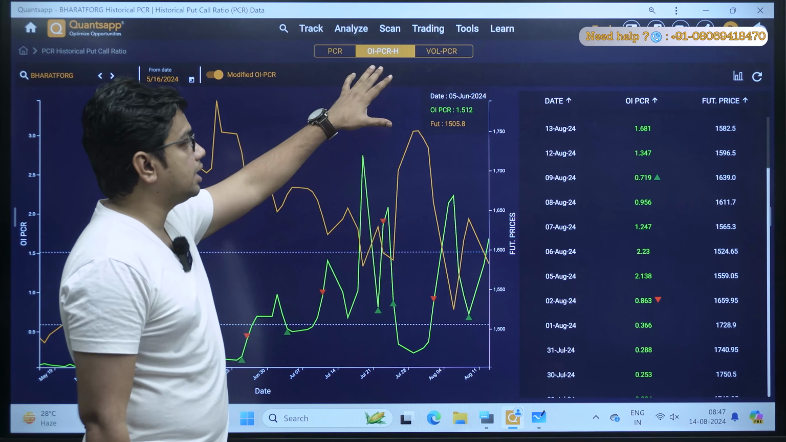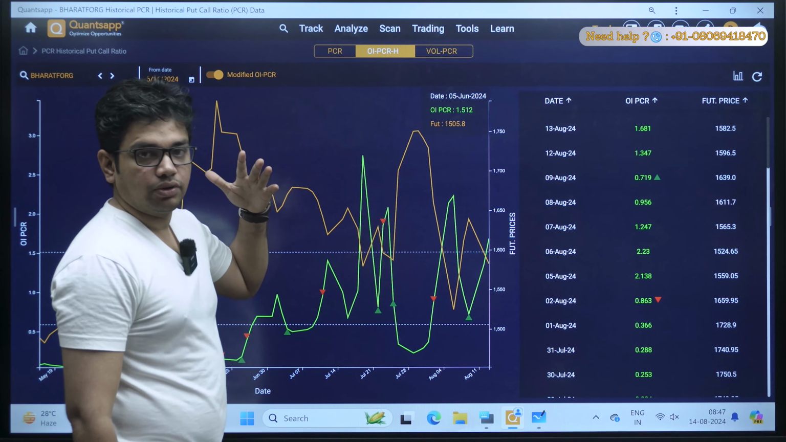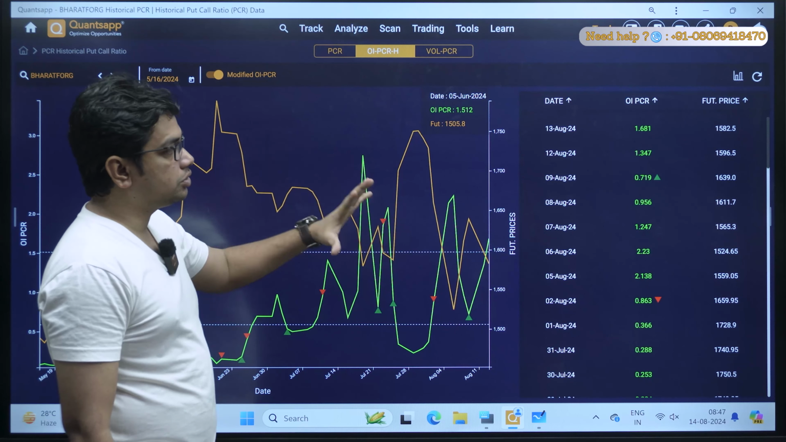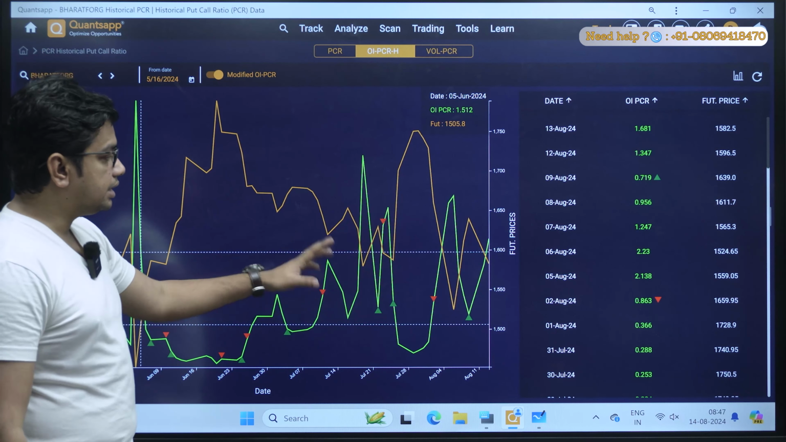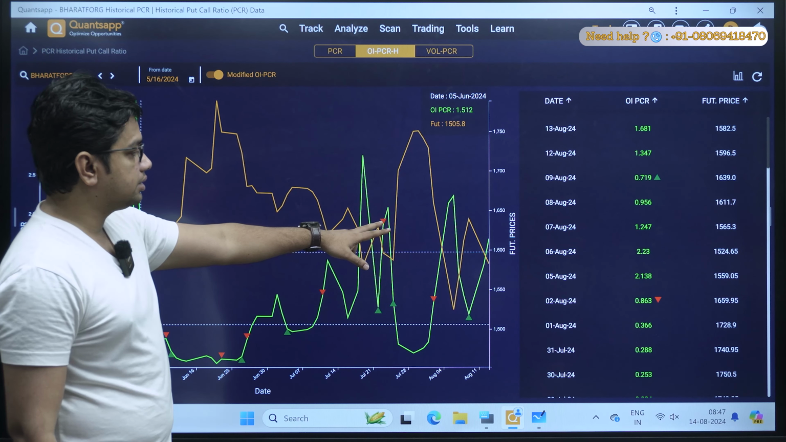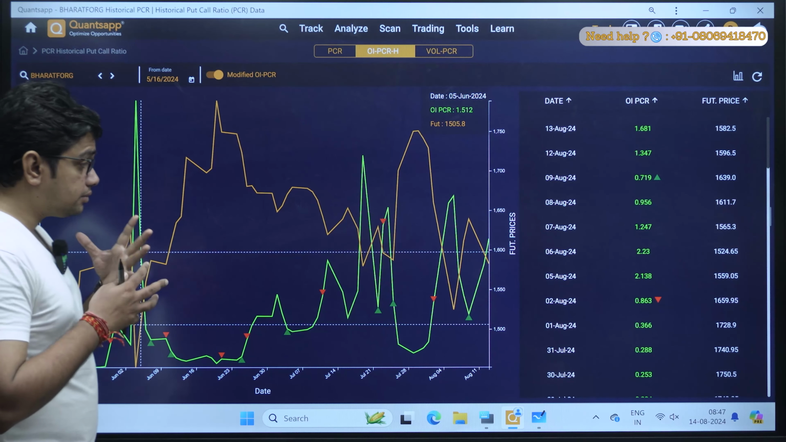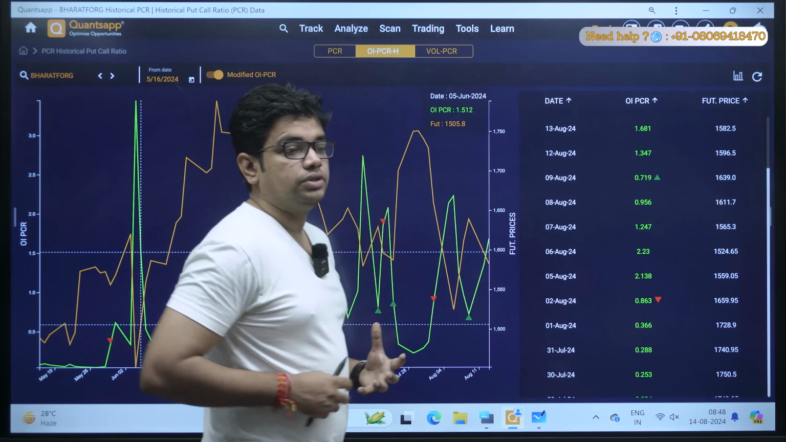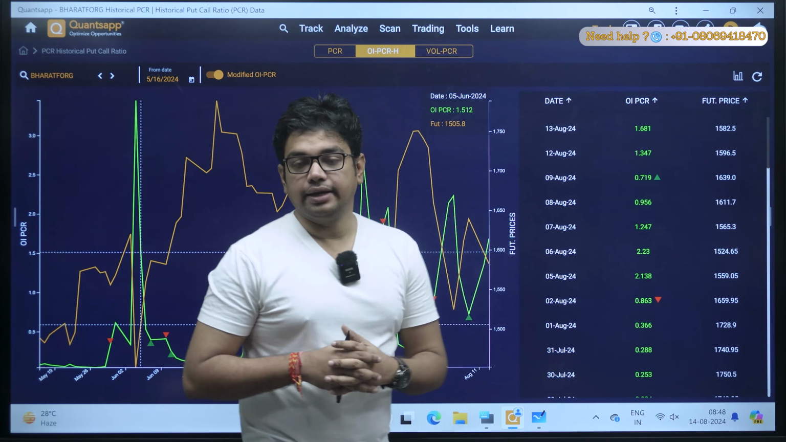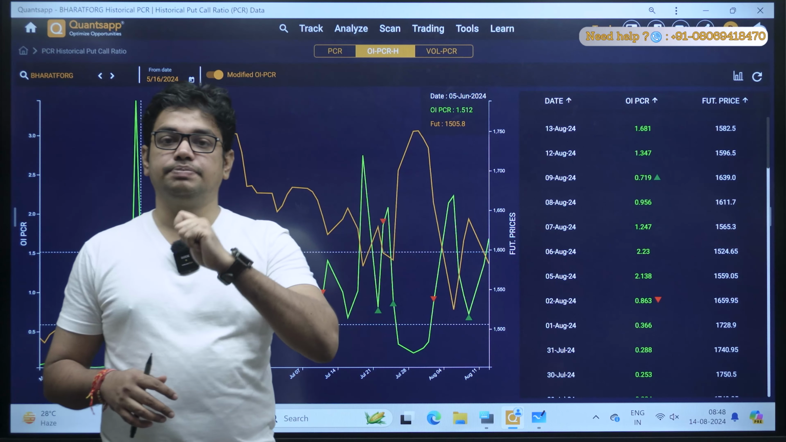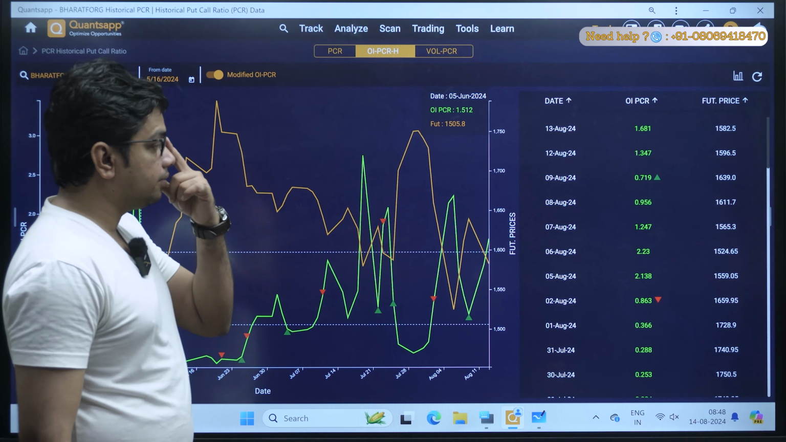So, in OI PCR historical, you do not need to look at from where it can reverse. The software will do everything by itself. It will give you the signal, the red color and the green color. At the green triangle, it gives you the idea that this particular stock might be in uptrend. At the red triangle, it will give you the idea that this stock will be in downtrend.